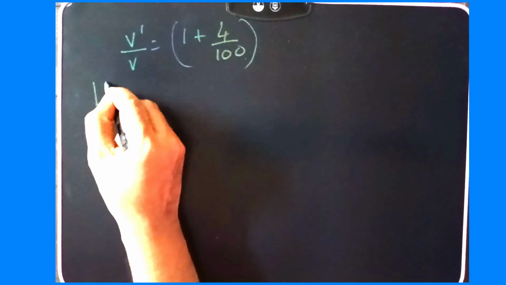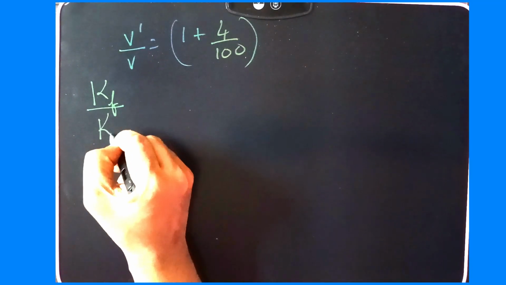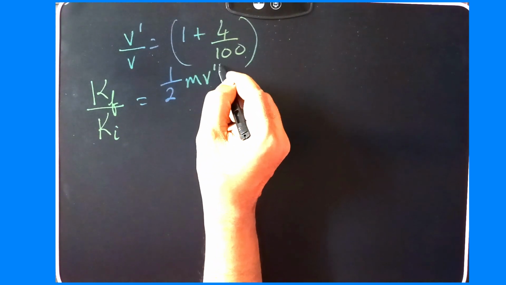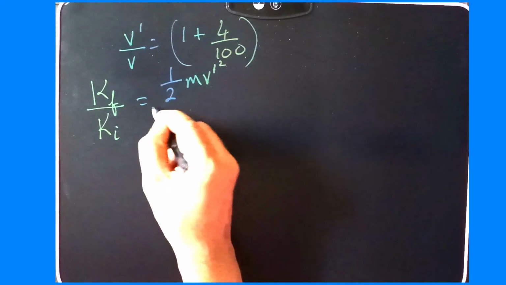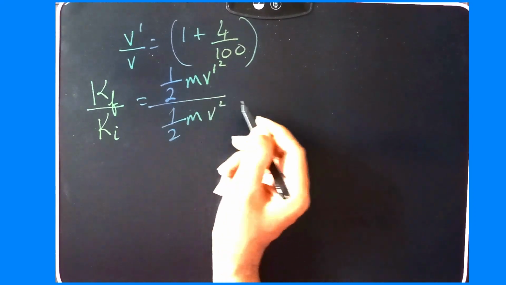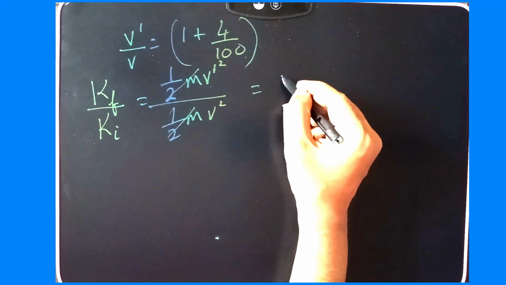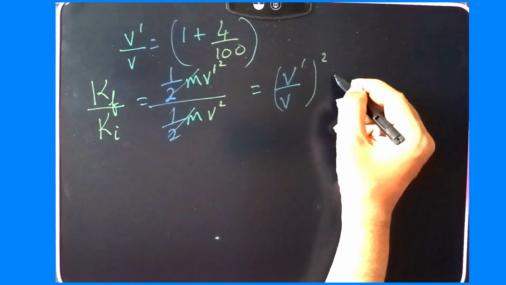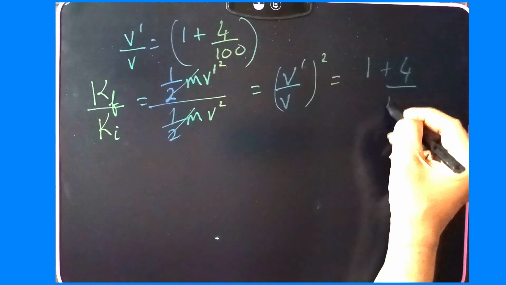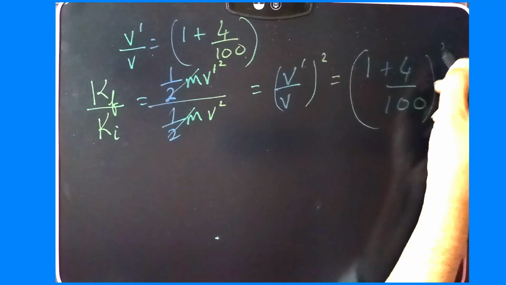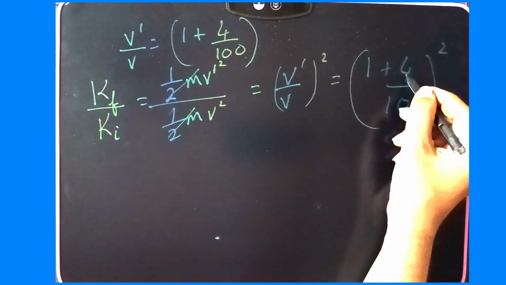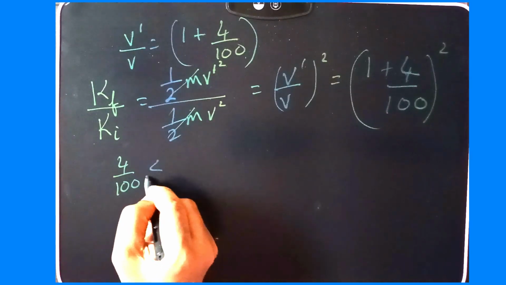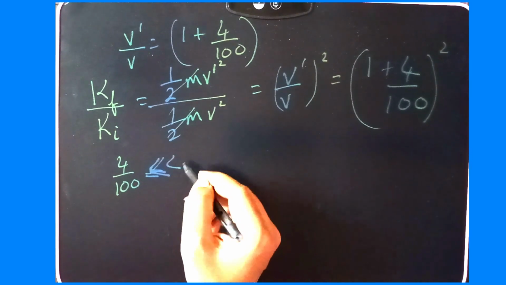Now, final kinetic energy divided by initial kinetic energy will become equal to half m v dash square divided by half m v square. So all this cancels, and we get v dash divided by v the whole square. So this will become equal to 1 plus 4 by 100 the whole square. Now you can use binomial approximation. 4 divided by 100 is very much less than 1.